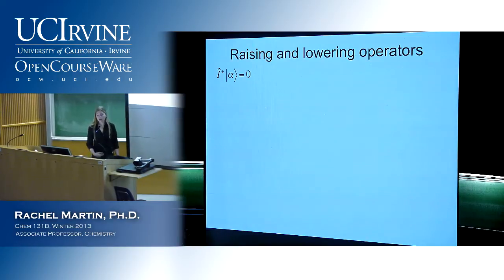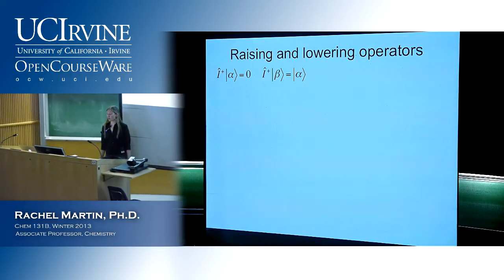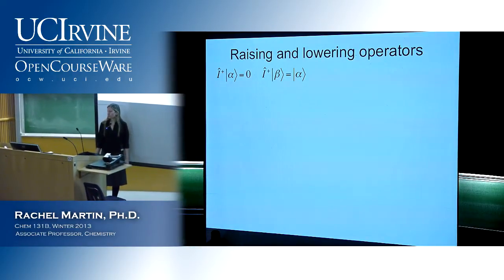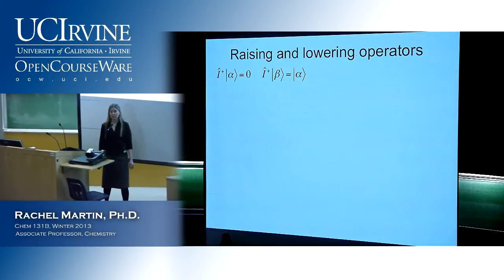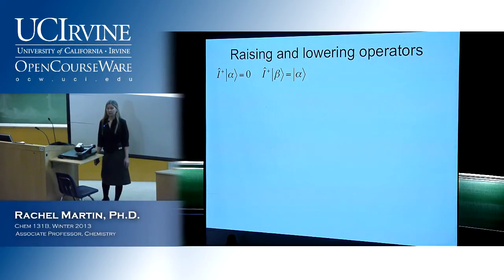Okay, so let's write that out explicitly. I plus operated on alpha gives you 0. I plus on beta gives you alpha. Here I have dropped the constants, so you need an eigenvalue in front of this.